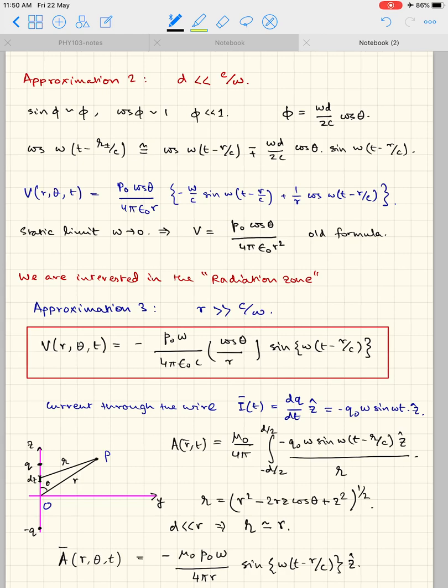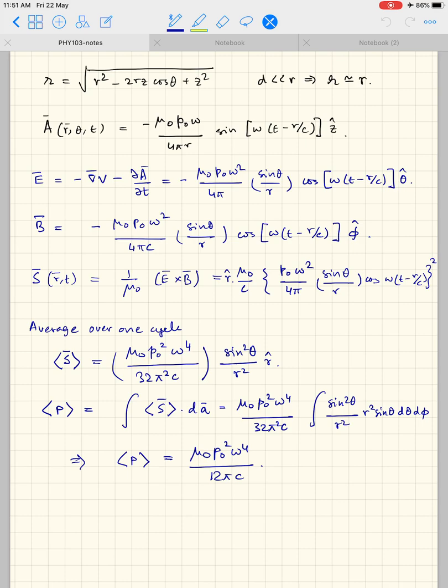Now what we want to do is find out the expressions for the electric field and the magnetic field and so on. I will not actually work them out. I'll just give you the expressions. So this is this, and let me actually just write down these expressions for you. Not write them down, but copy them.